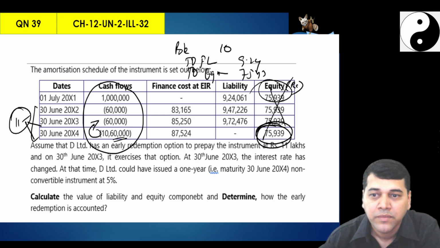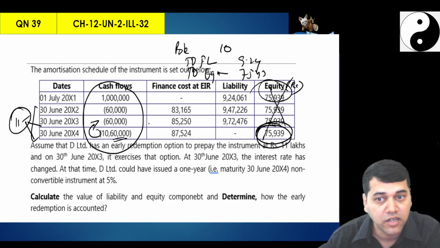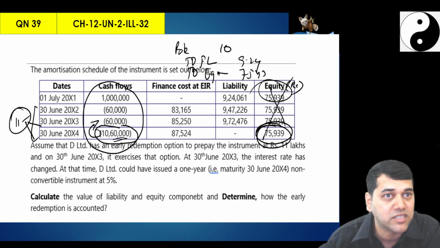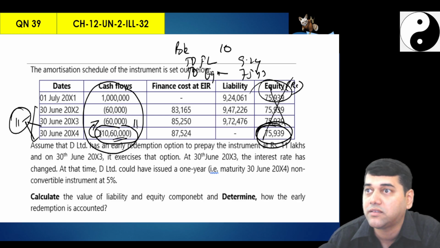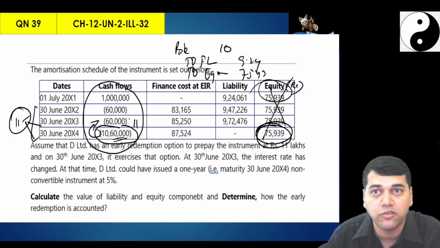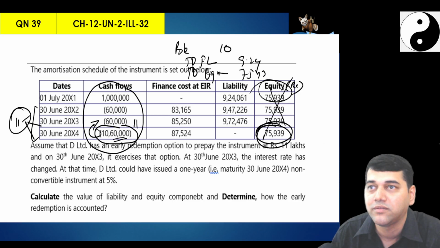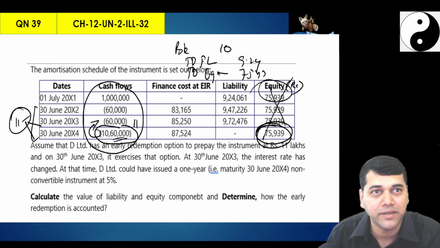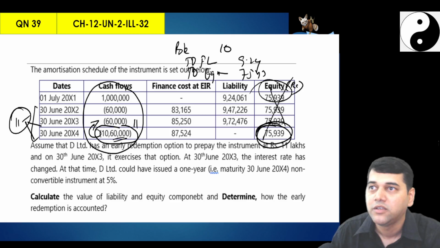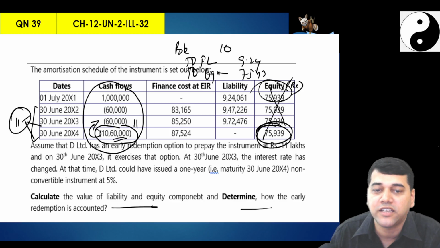So that's why what I should have paid you right now is the present value of 10 lakh 60. But what I pay you is 11 lakhs, which is more than 10 lakh 60's present value. So that means there is some amount of premium I am paying you back for accepting my prepayment. Followed, no? So that's what we have to calculate and determine.